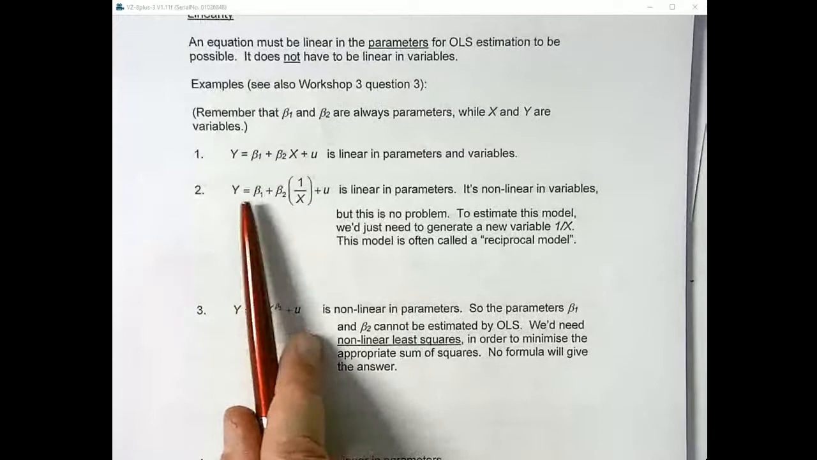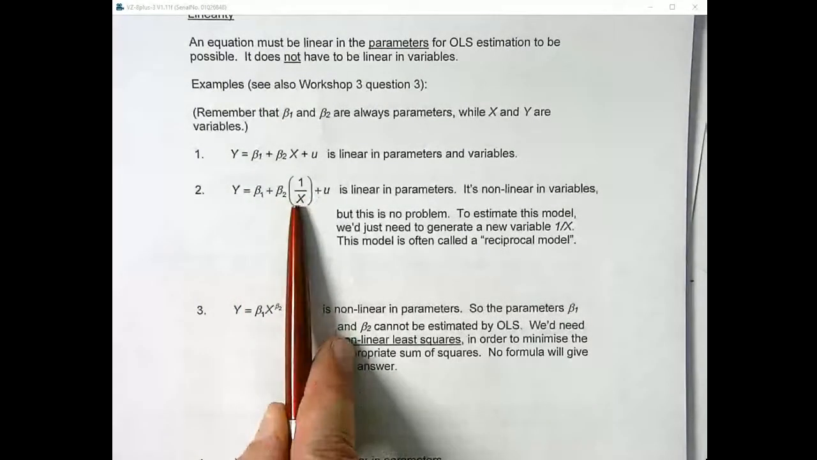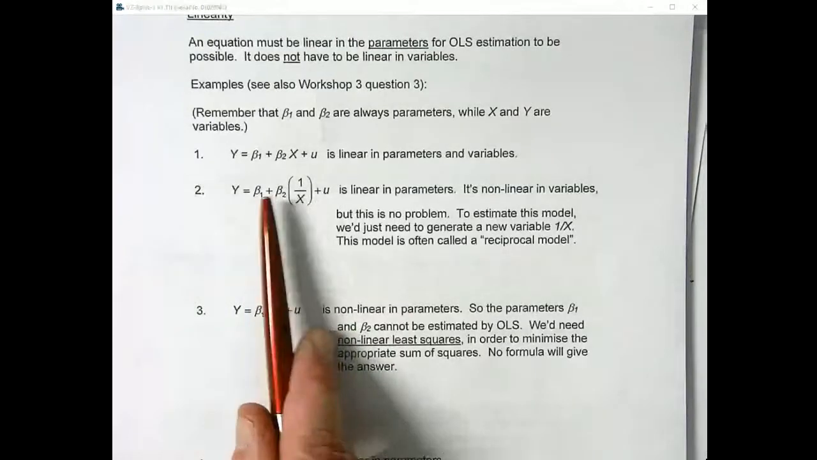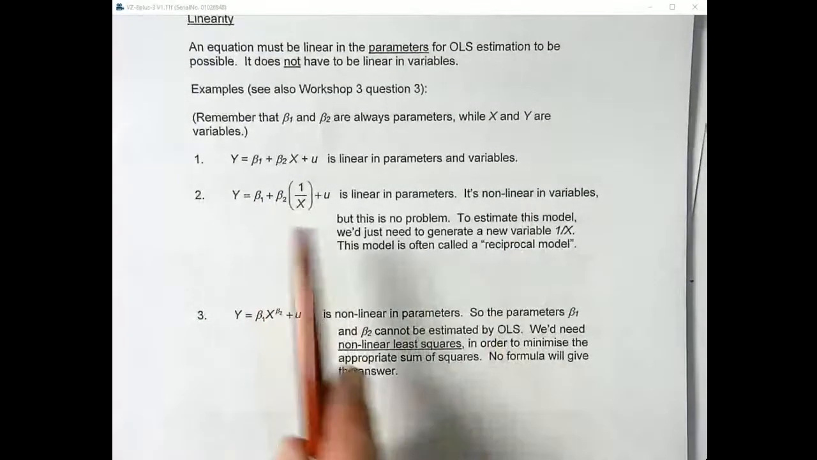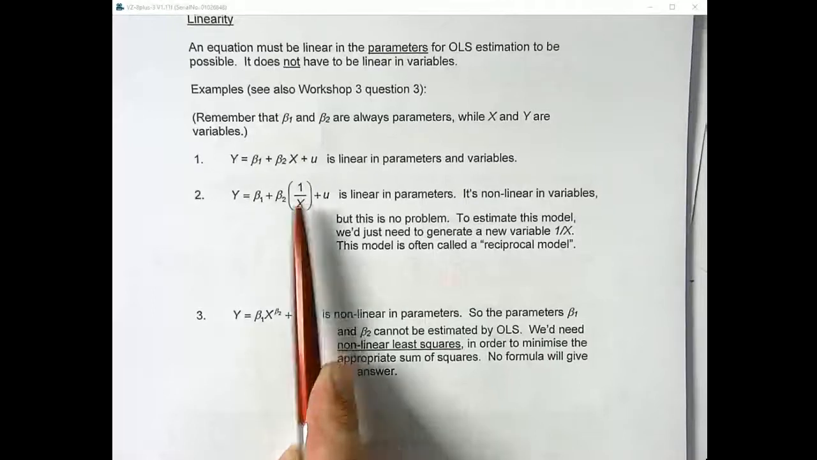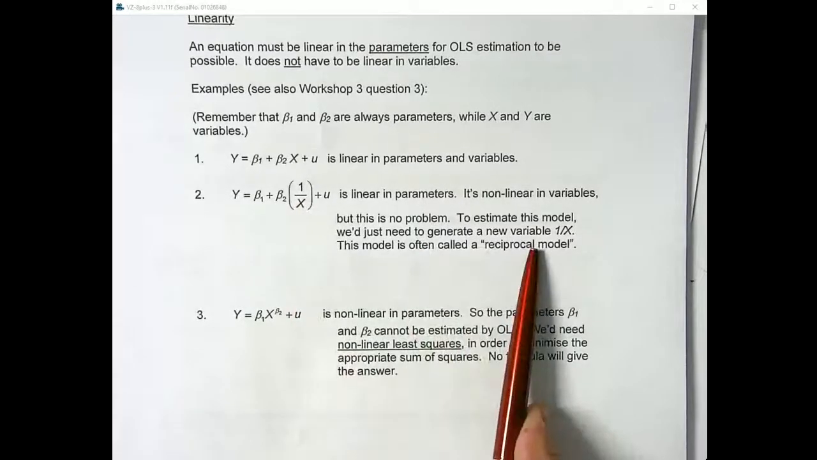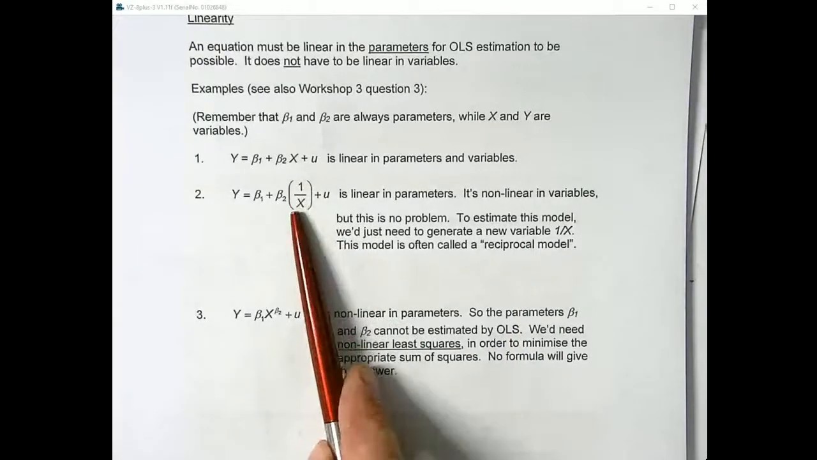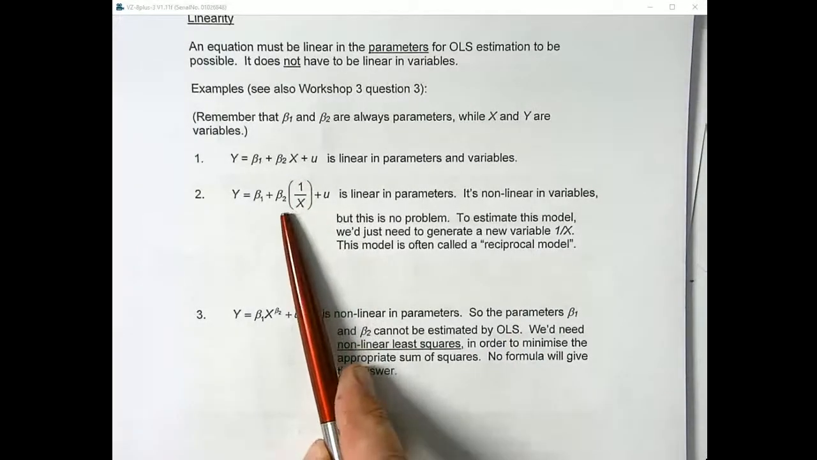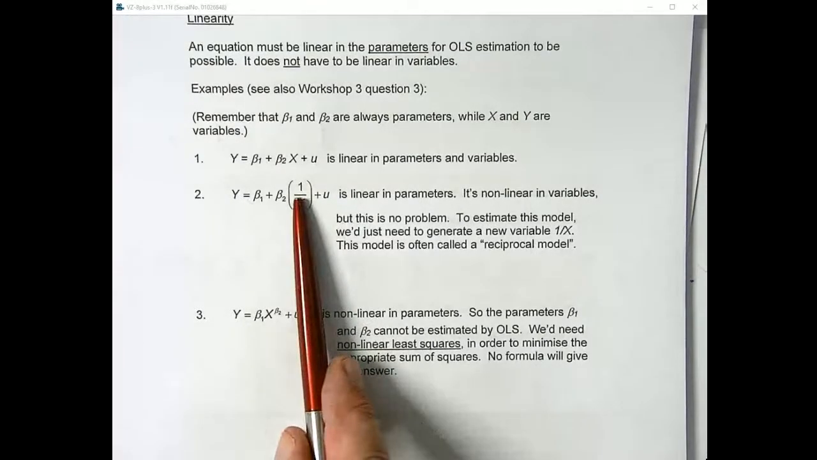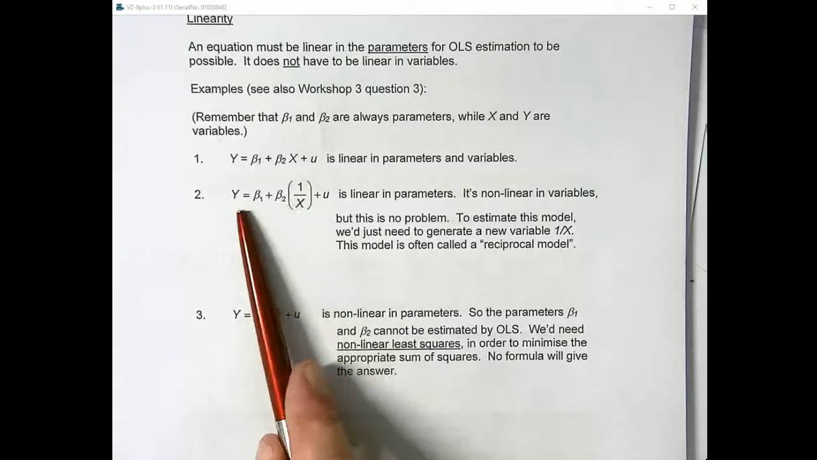This model here, y equals beta 1 plus beta 2 times 1 over x, is linear in parameters because it's a parameter plus a parameter times something. It's non-linear in variables because the thing you see here is not x, it's 1 over x, or the reciprocal of x. And this is often called the reciprocal model. Now, all you'd have to do here is generate a new variable, which is 1 over x, the reciprocal of x, then do a regression with your new variable, and you would get estimates of beta 1 and beta 2.